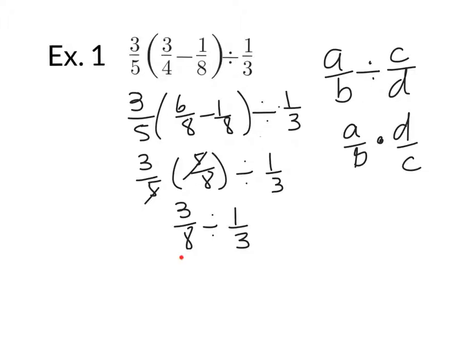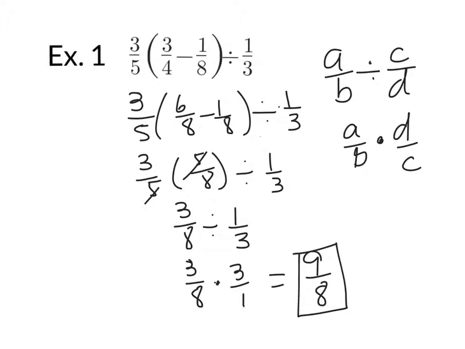So this 3/8 divided by 1/3 would be the same thing then as 3/8 times the reciprocal of 1/3, which is 3/1. So now I can multiply the numerators and then multiply the denominators and get my final answer of 9/8. That doesn't need to be reduced any, so we can stop there.